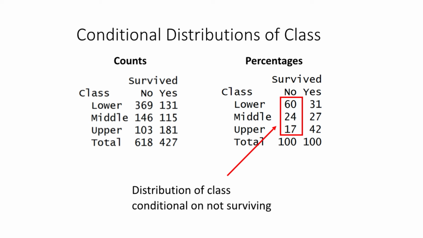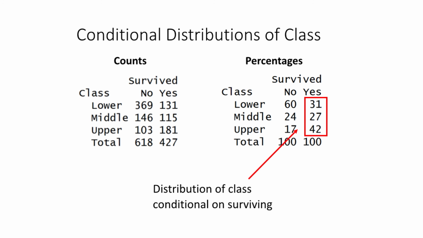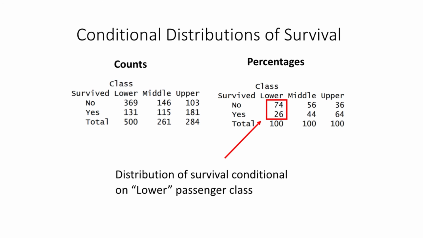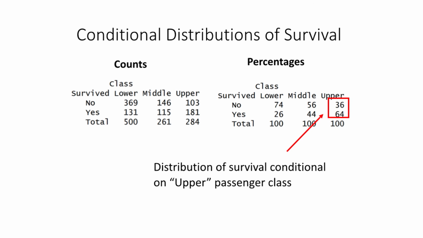The distribution of class conditional on not surviving, and the conditional distribution of class conditional on surviving. And then we also have conditional distributions of survival. When we condition on a particular passenger class, we have this distribution of surviving, and then another conditional distribution of survival, and another. The whole point about these distributions is that it's another way to talk about a contingency table.